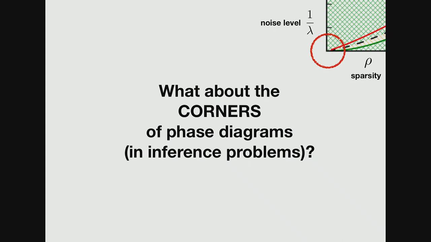So for example, in physics, the external magnetic field is something that you fix. It's an order one quantity, the temperature as well, and so on. Here in inference, the noise level is fixed, the sparsity as well. It does not depend on the size of the problem, okay? But there are actually interesting questions that are related to what happens in the corners of the phase diagram. So what happens when these parameters are going to infinity or to zero with n, with the number of variables in the problem? And this is usually difficult to access with the statistical physics method.